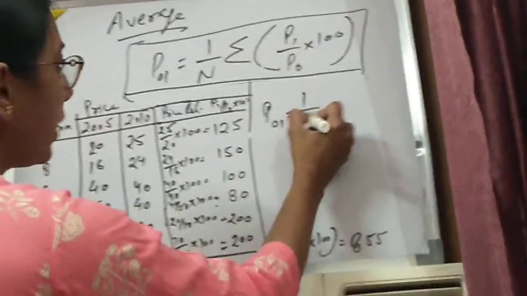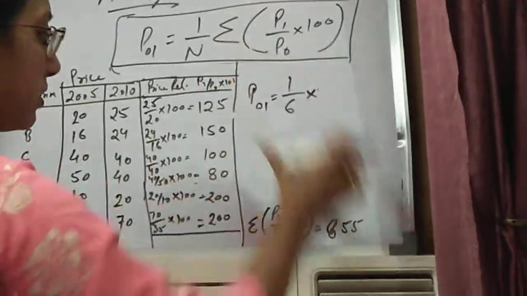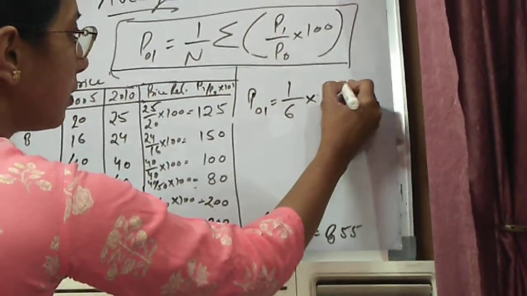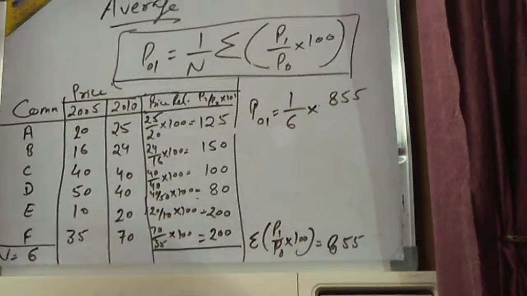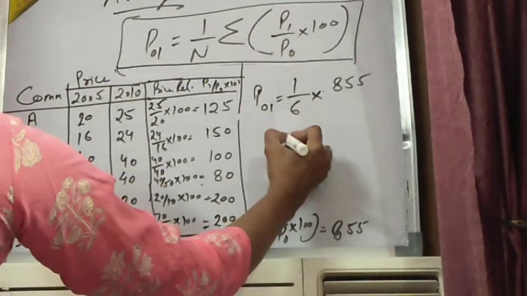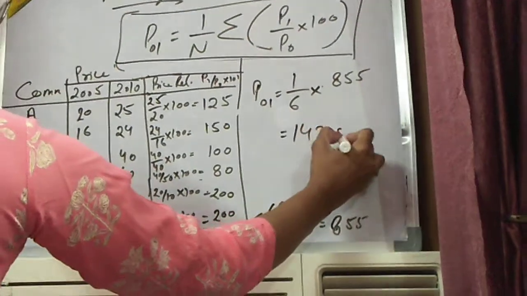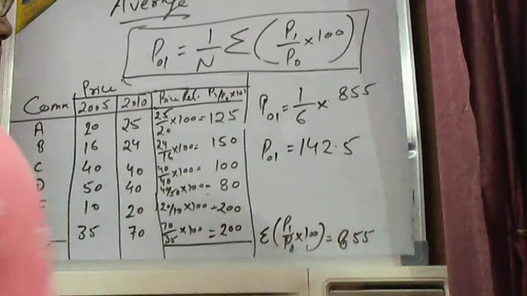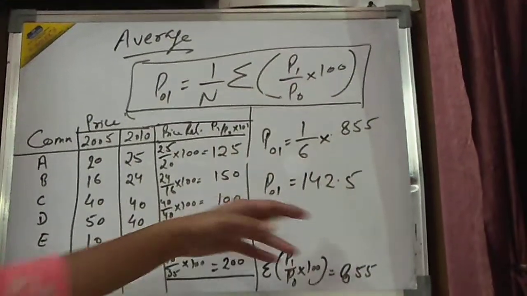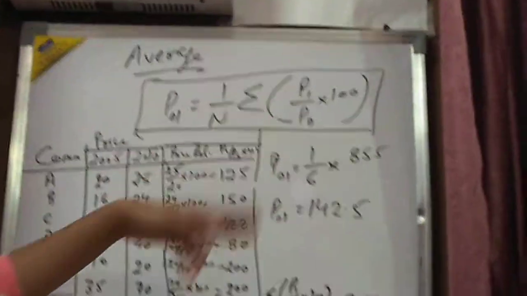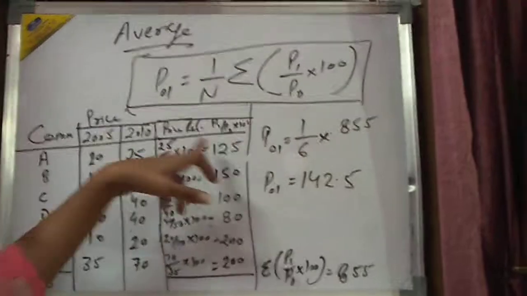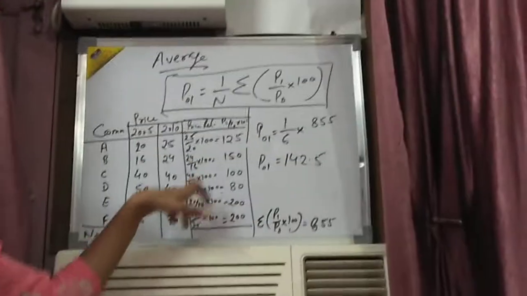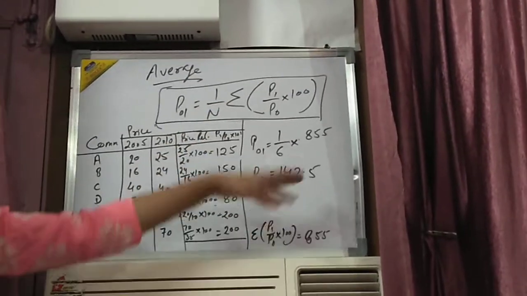Now we just put it in the formula. P01 equals 1 upon N, that is 1 upon 6 into sigma, which is 855. And then we solve it. The answer will be 142.5. So the price increases by 42.5%. This is the calculation by the average relative method, in which we find out the price relative of each and every commodity, and then we sum them up.